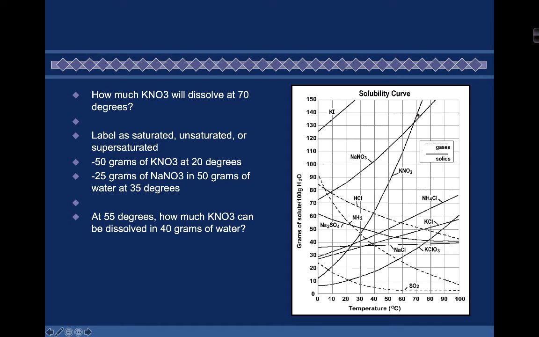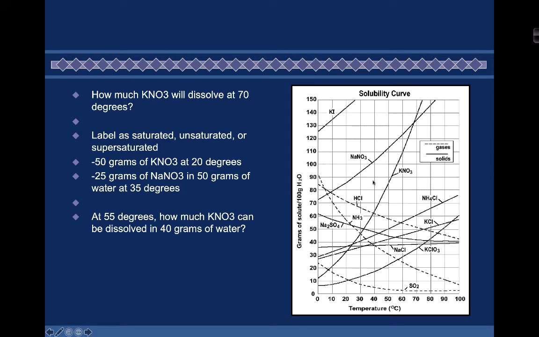And it's about 140 grams that we can dissolve. So the next question says label your solution as saturated, unsaturated, or supersaturated. So if I have 50 grams of potassium nitrate at 20 degrees, is it saturated, unsaturated, or super?